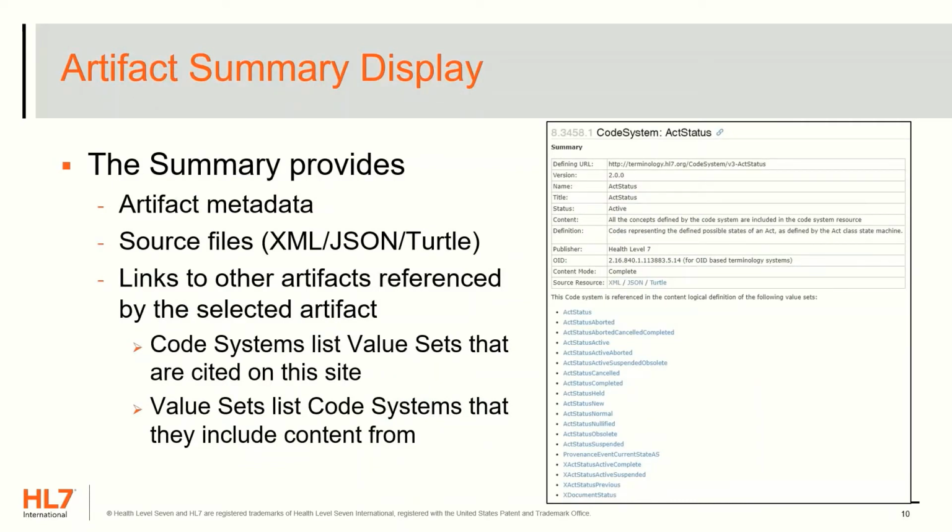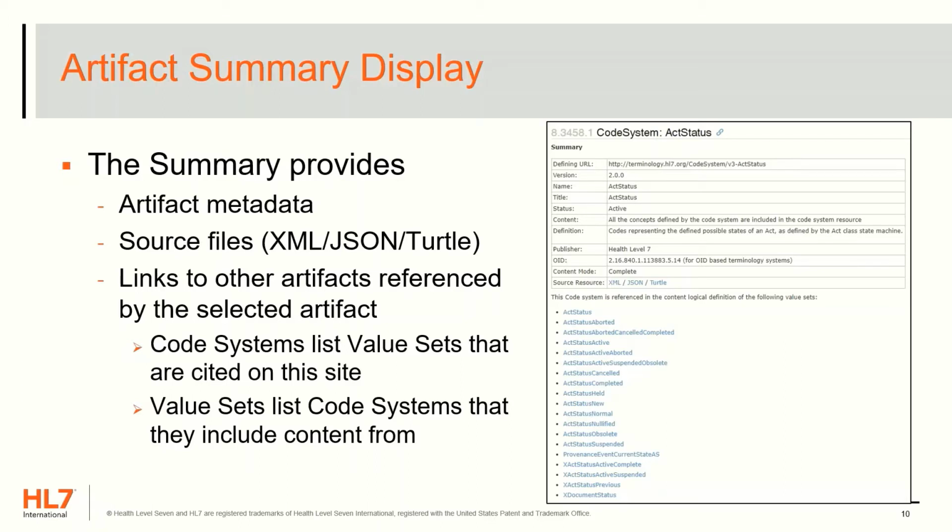On the right is an example of a code system on the HL7 terminology pages. For each artifact, there's three main portions of the page when viewing any code system or value set. The first is the summary, or the metadata. The second section is the content, which includes properties and codes for code systems, and logical definitions and expansions for value sets. And the third section is the history.